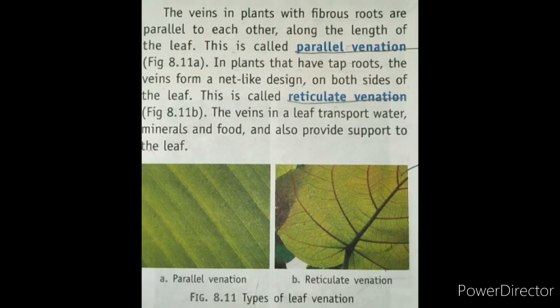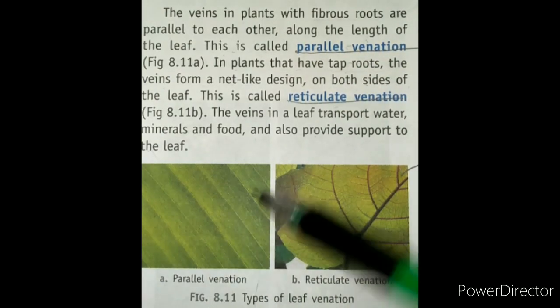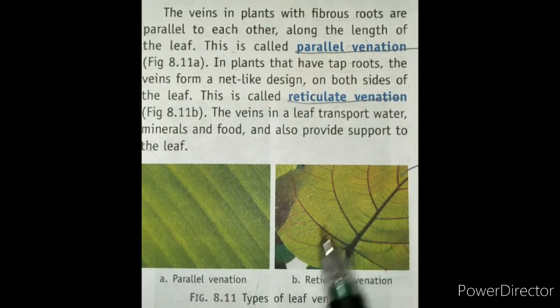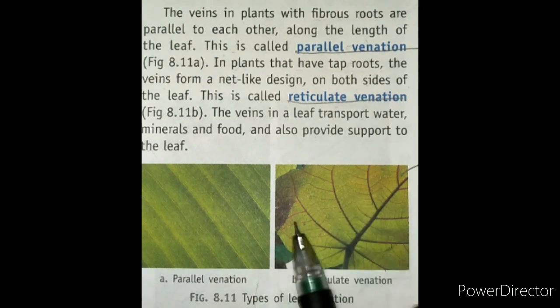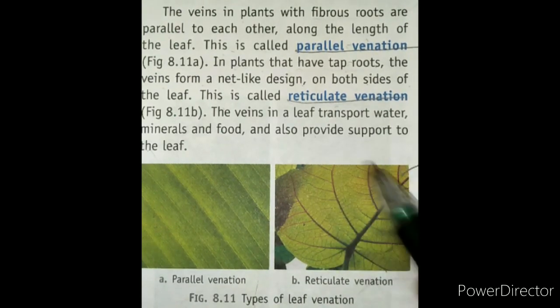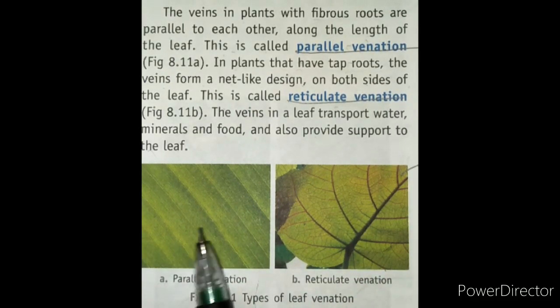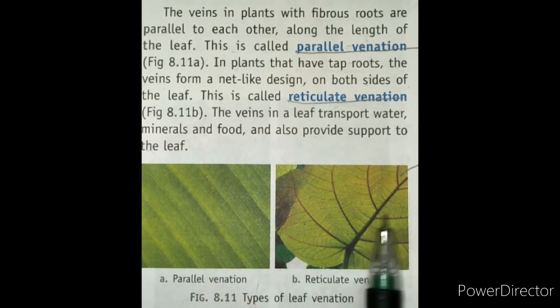Next we have venation. Venation is a pattern of the veins present on the leaf blade. There are mainly two types of venation, parallel venation and reticulate venation. In parallel venation, veins are present parallel to each other, and in reticulate venation, they are present in a crisscross manner. So this is parallel, where veins are parallel, and this is reticulate, where veins are crisscrossed, and they can get even other patterns.